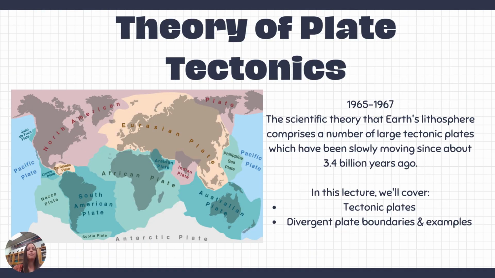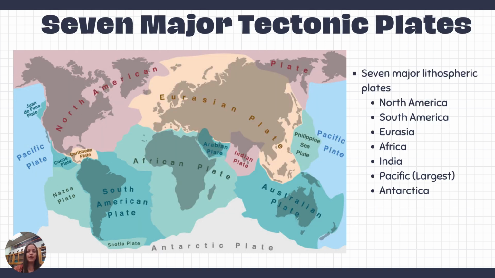So let's back up really quick and remember what plate tectonics was. Remember, this is the scientific theory that Earth's lithosphere is broken up into tectonic plates that are moving slowly in different directions for about 3/4 of Earth's history. In this one, we're going to talk about the tectonic plates one more time really quick, and then we're going to look at divergent plate boundaries and some examples. So again, here are 7 major plates: North America, South America, Eurasia, Africa, India, Pacific, which is our largest, and Antarctica. Again, the map also shows you some of the smaller plates that are present on Earth as well.